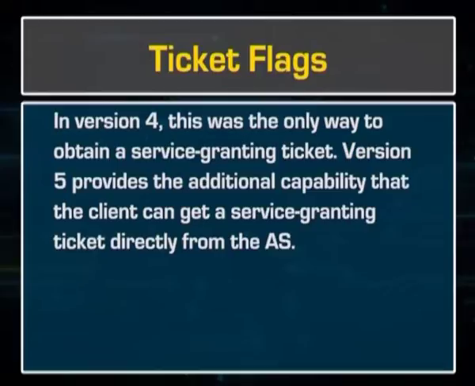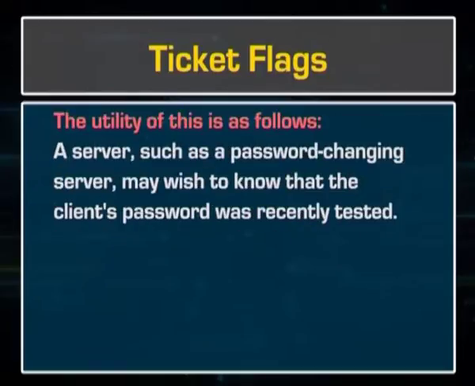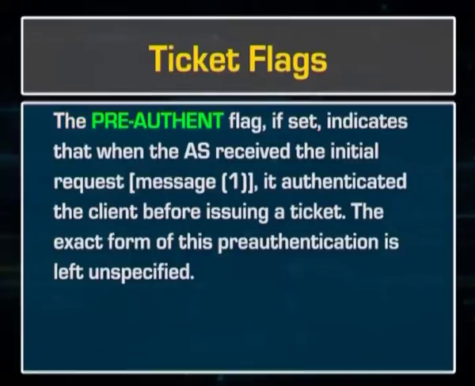Version 5 provides the additional capability that the client can get a service granting ticket directly from the authentication server. The utility of this is as follows. A server such as a password changing server may wish to know that the client's password was recently tested. The pre-authent flag, if set, indicates that when the authentication server received the initial request, it authenticated the client before issuing a ticket. The exact form of this pre-authentication is left unspecified.